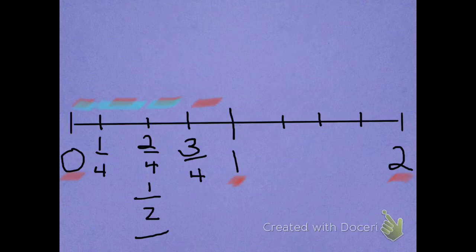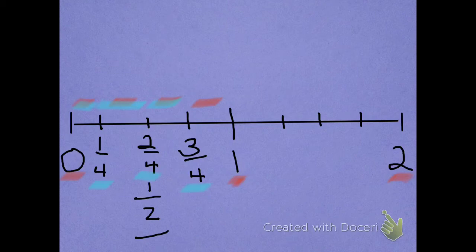Sorry, I lost my line for a minute. That means that it could be 4/4, but when it's 4 over 4, that just means that it's 1. So we have 1/4, 2/4, or 1/2, or 3/4, then 1.